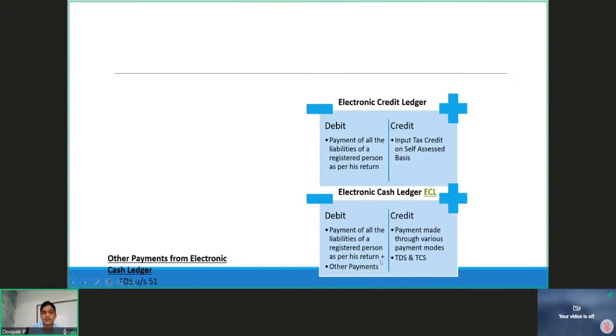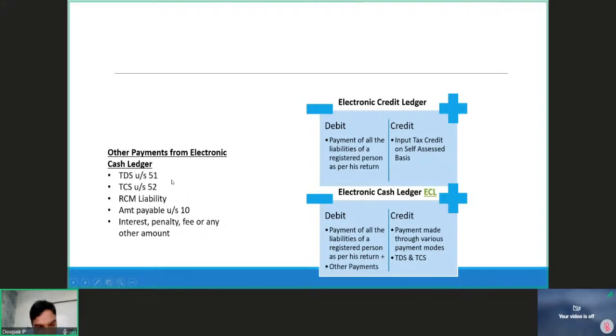What are these other payments? These are payments towards TDS, payments towards TCS. Any TDS, TCS which you have to pay under GST law. Don't go tell that I will mix this with income tax. No, sir, not possible. Whatever TDS and TCS you have to pay under the GST law, you will pay from the electronic cash ledger. Any RCM liability, reverse charge liability, you will pay from your electronic cash ledger. Sir, once I pay this, then this comes as a credit in my electronic credit ledger. Yes, it comes, that is clear.